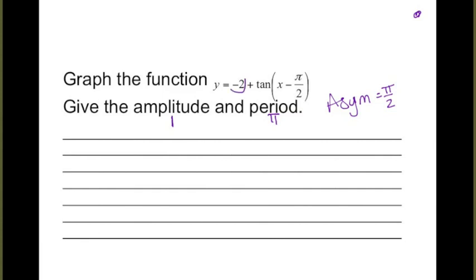The -2 in the front does what? Shifts it up or down. Moves us down 2. And the minus pi halves does what? Shifts to the right. There's a positive in front of the tangent, so this one's not going to be a flipped one.